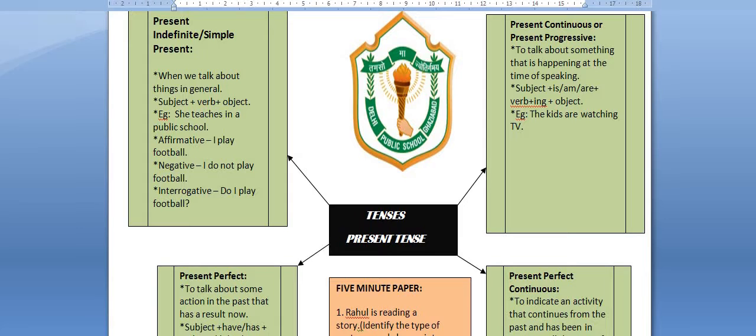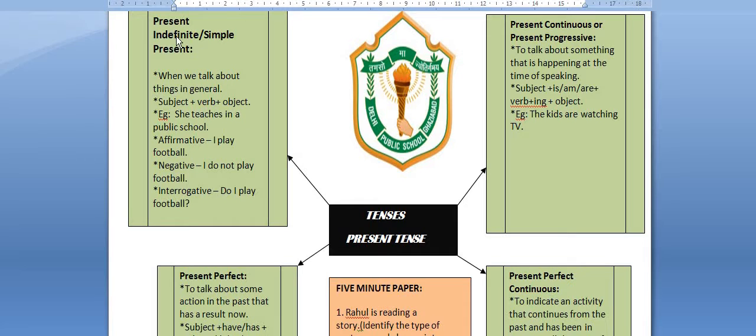The topic is tenses, and in tenses we are going to discuss present tense. Present tense is a tense which talks about an action which is happening at that particular moment. Now, present tense is divided into four categories: present indefinite, also called simple present, present continuous, present perfect, and present perfect continuous. So today we are going to discuss all these four categories of present tense.